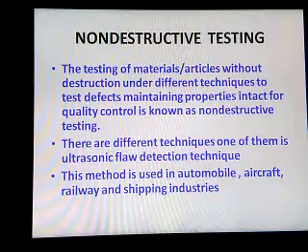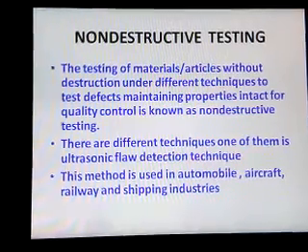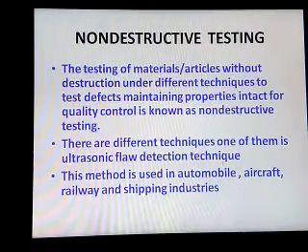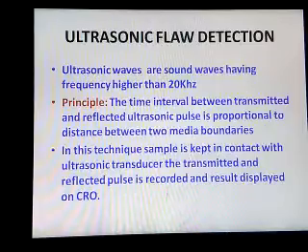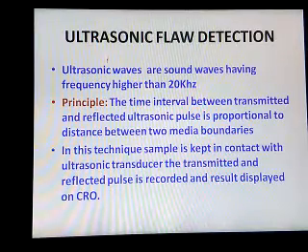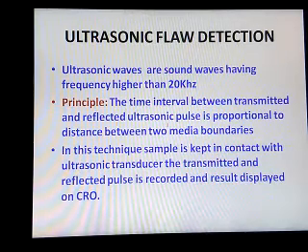There are different techniques. One of them is the ultrasonic flaw detection technique. This method is used in automobile, aircraft, railway, and shipping industries. In ultrasonic flaw detection, ultrasonic waves are used. Ultrasonic waves are sound waves having frequency higher than 20 kilohertz. The principle used in this method is that the time interval between the transmitted and reflected ultrasonic wave is proportional to the distance between two media boundaries.